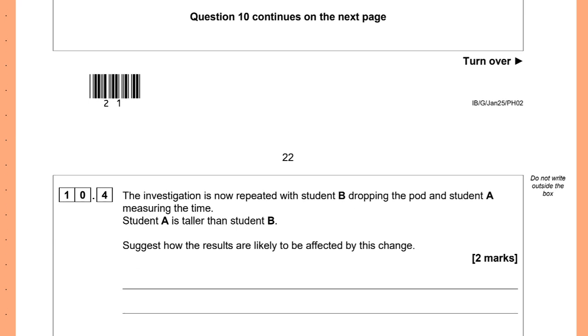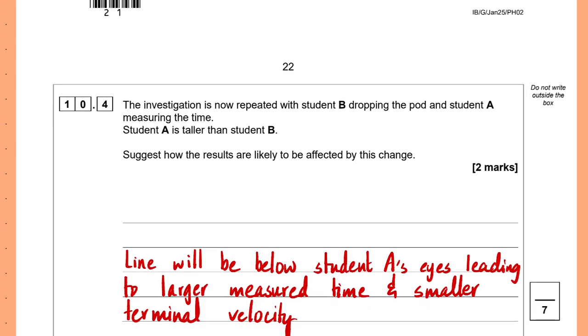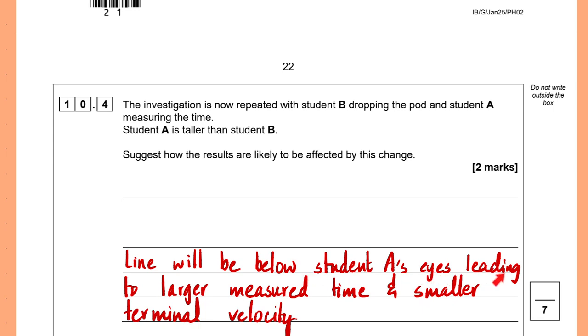The investigation is now repeated with B dropping the pod and A measuring the time. A is taller than B, right? So when we talk about this, A is now going to measure, and A is taller. Previously the level was marked according to B, right? And A is taller, so his eye line would be above the mark. So you can say there would be a parallax error, or you can also say that because the line will be below student A's eyes, he would measure a larger time, and this would lead to a smaller terminal velocity being measured.